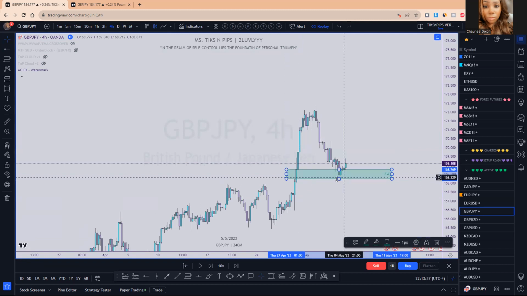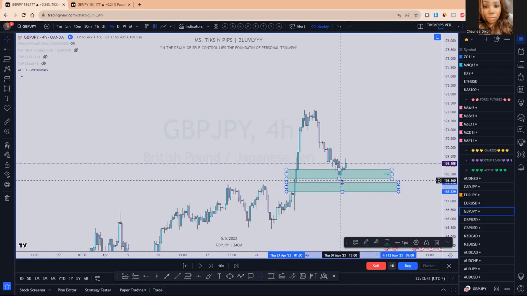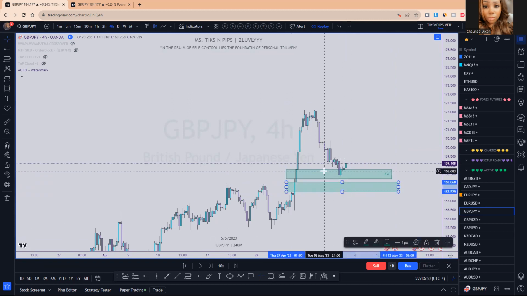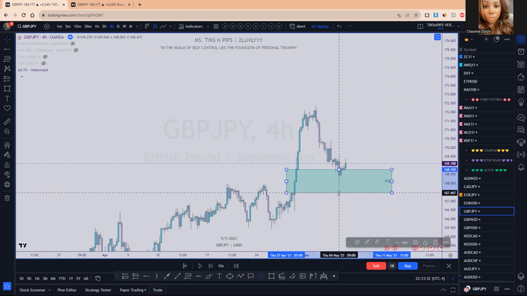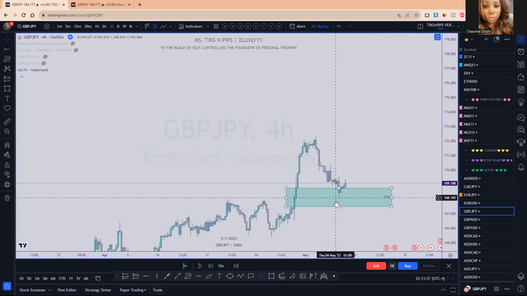Okay, so here's a fair value gap. It kind of dipped below it because there's one right below it too here. But I'm actually just gonna expand this all the way down. Okay, so it came into this area on the 4-hour.